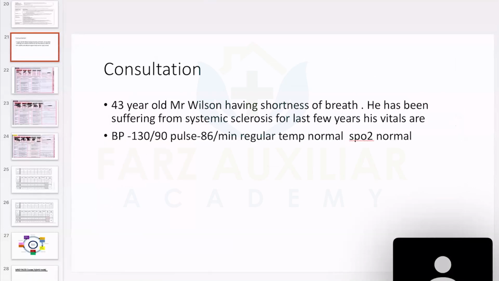One of the cases that came in this diet, 23, was a patient with shortness of breath who has been suffering from known systemic sclerosis. So you need to find out the complications of systemic sclerosis mostly. You need to go for a thorough history, and also for further examination and management concerns. These are the scenarios that could come.